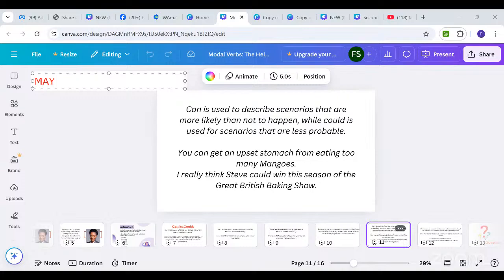So now let's go to might. Might is the past form of may, just like we have could being the past form of can. So in the past tense, where I can use might, may, I can change it to the past tense to become might. So I can have examples like, I might buy a private island if I win the lottery. If I win the lottery, I might buy a private island.